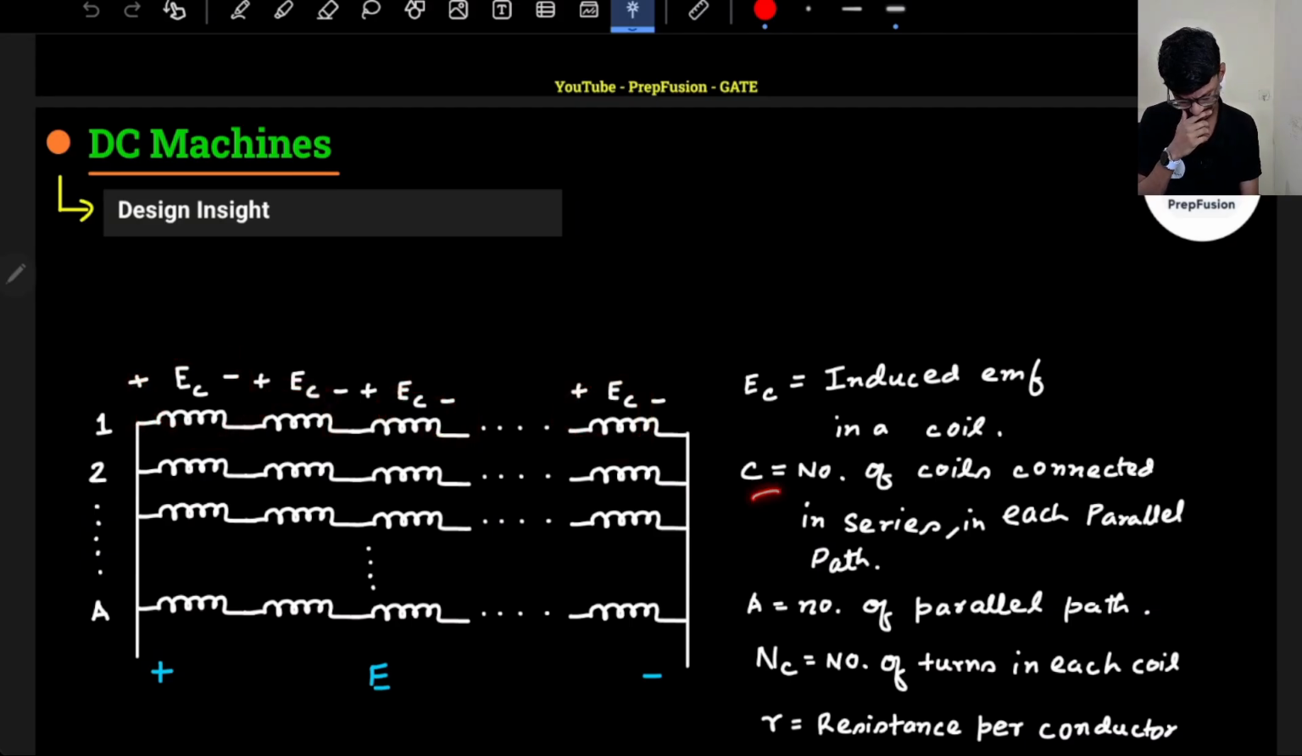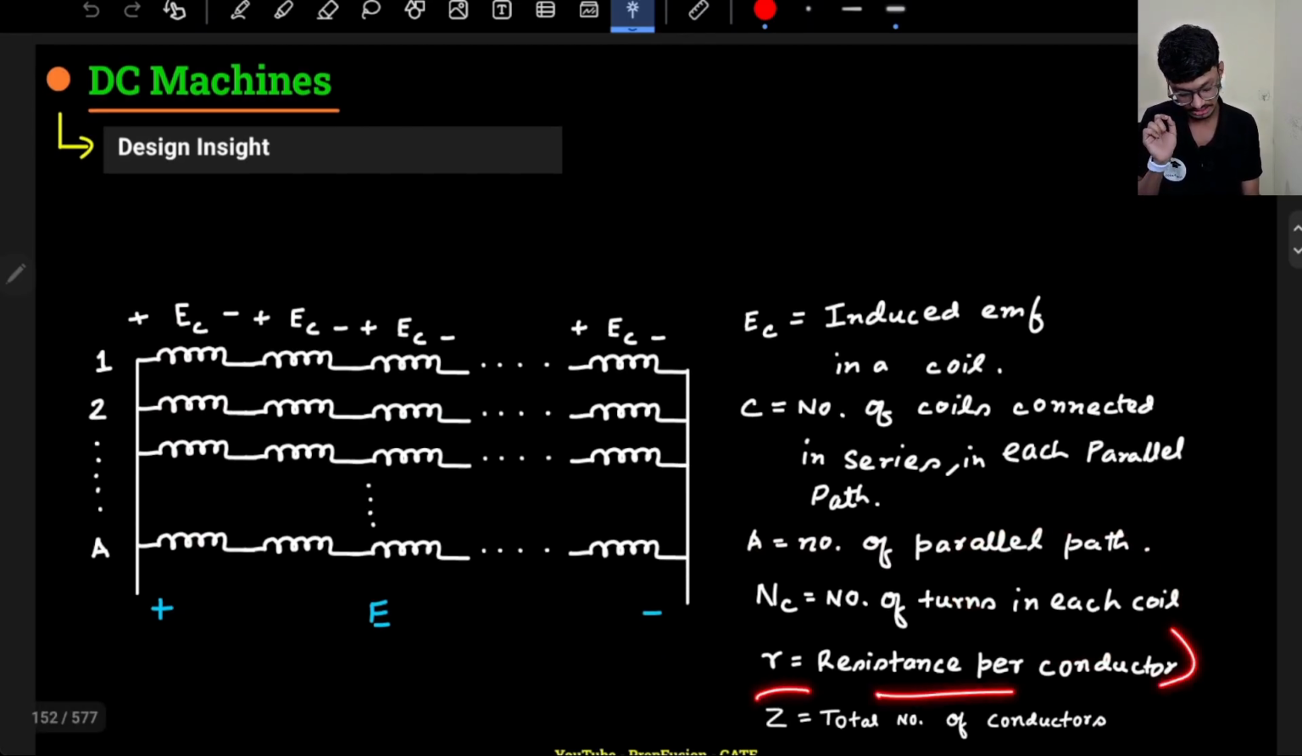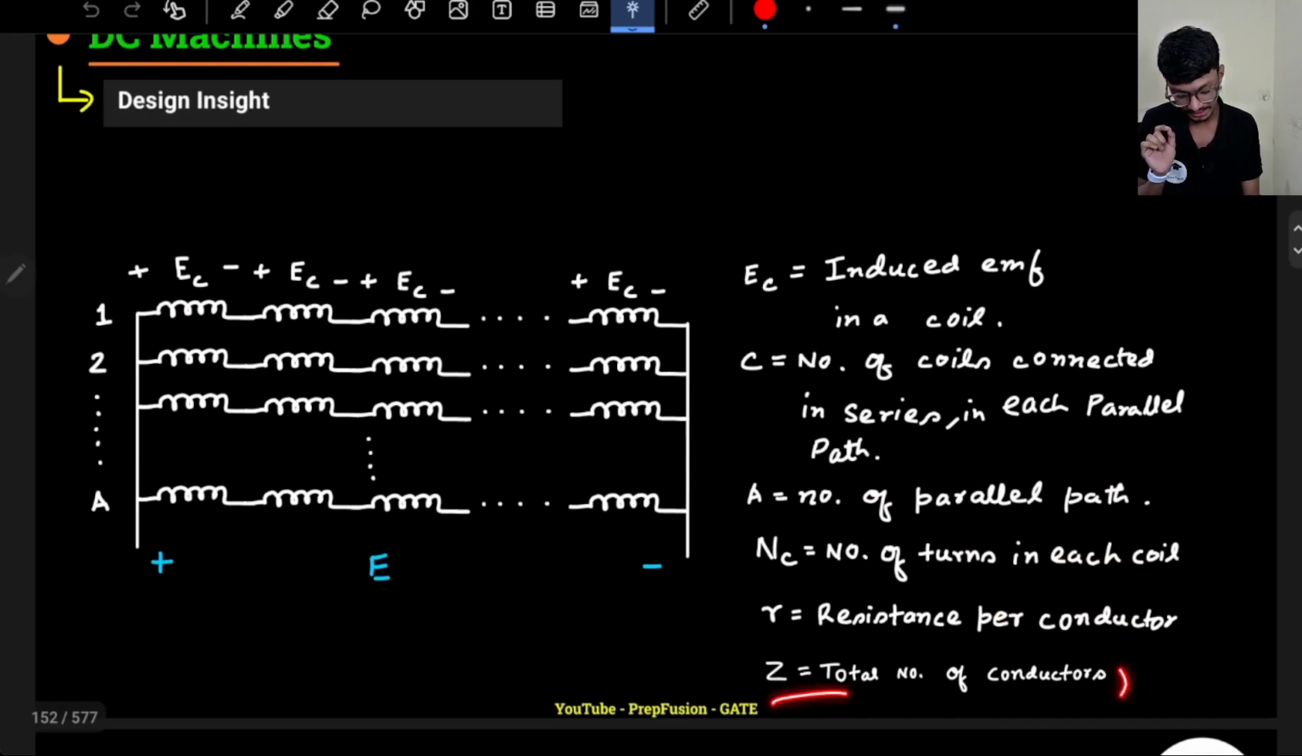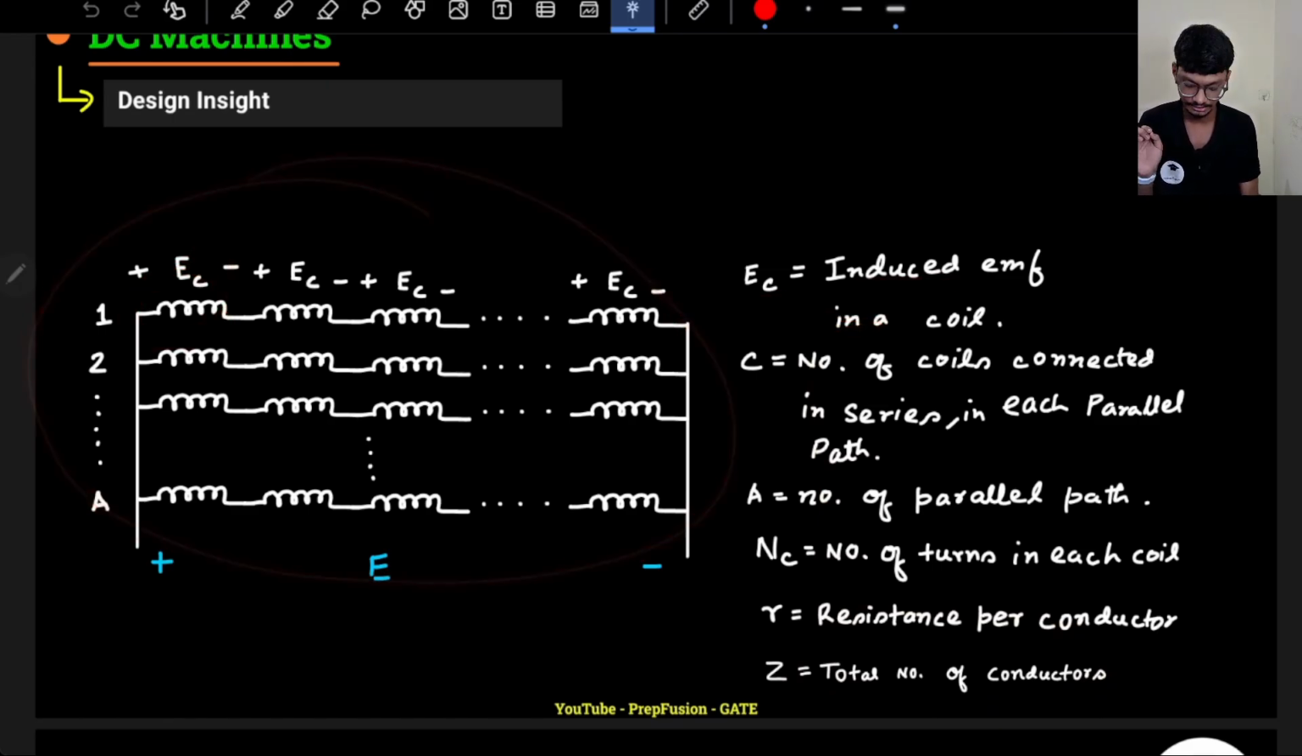So C is the number of coils connected in series in each parallel path, and I have a total of A parallel paths. NC is the number of turns in each coil, R is the resistance per conductor, and Z is the total number of conductors. EC is the induced EMF in a single coil. So what will be the expression for R equivalent of this whole circuit and the whole induced EMF?